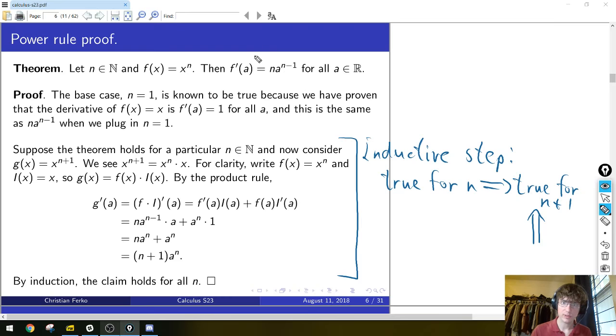True for n plus 1 means the statement of this theorem is true for the integer being equal to n plus 1. So the statement of this theorem, I'm just going to use g instead of f, but it's still the statement of the theorem. So what we need to prove is that if g of x equals x to the n plus 1, then g prime of a is what I've circled here in blue, but with n replaced by n plus 1. So we need to prove that this... Oh, now you see it? Yeah. Okay, good. Yeah, it's just plugging in n plus 1 for n. So, good.